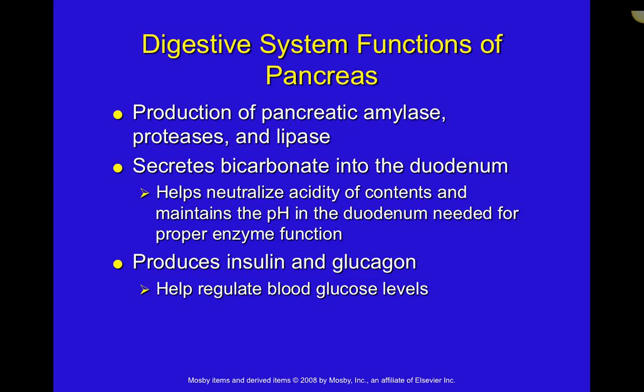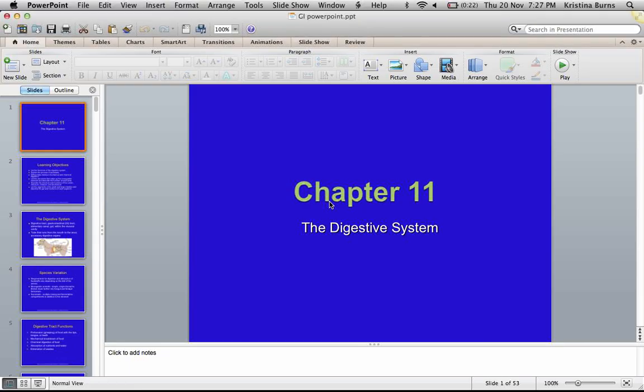Pancreas is another big one that we talked about. It produces pancreatic amylase, proteases, and lipase. It also secretes bicarbonate. Secretes bicarbonate into the duodenum, and that neutralizes that hydrochloric acid. And then it also works to produce insulin and glucagon, to help regulate blood glucose levels.